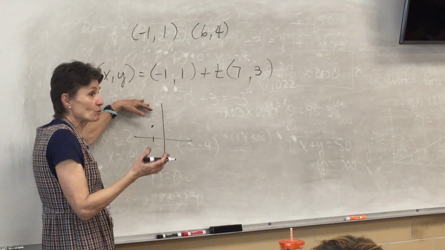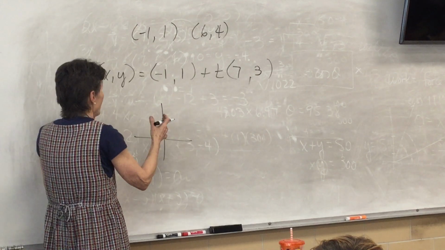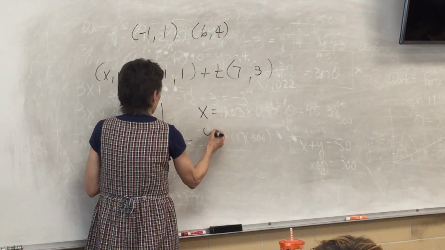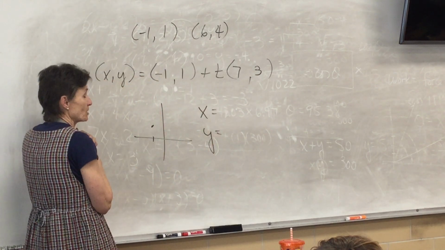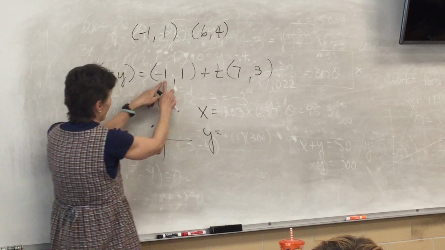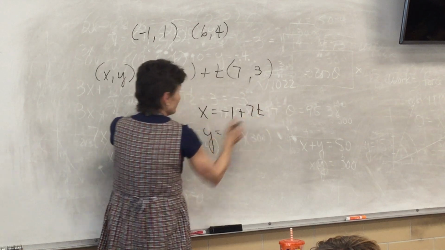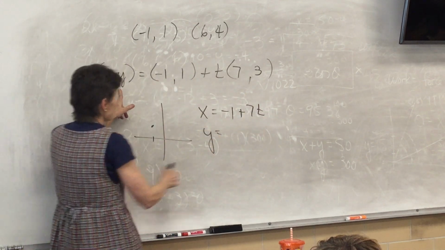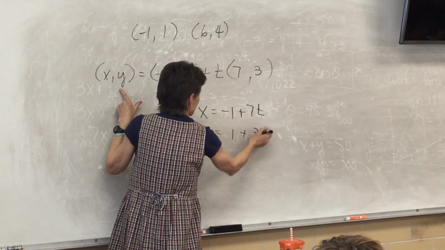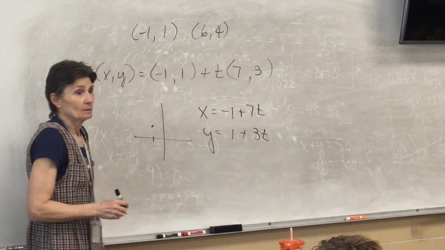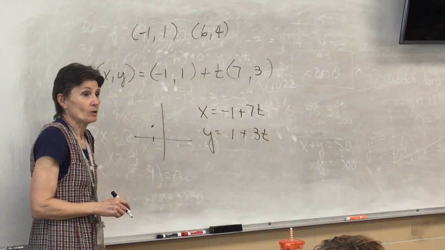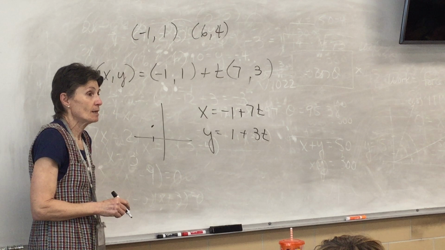You wanted the parametric equations? Well, that's easy. Just split it up. X equals and y equals. Those are the parametric equations. So what does x equal? X equals -1 plus 7t, and y equals 1 plus 3t. That's it. That's all there is to it. Those are the parametric equations of the line.